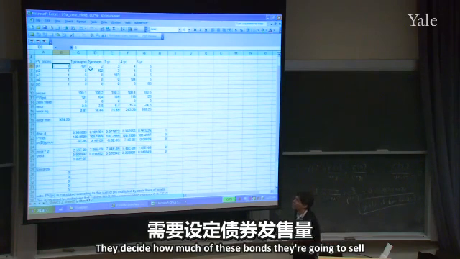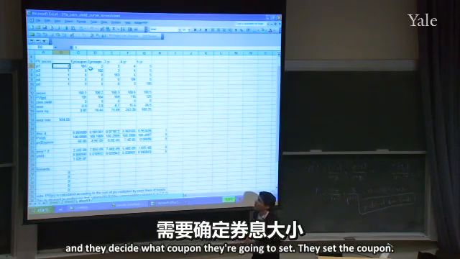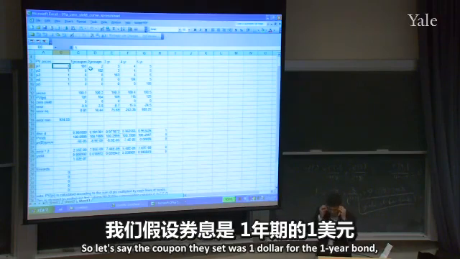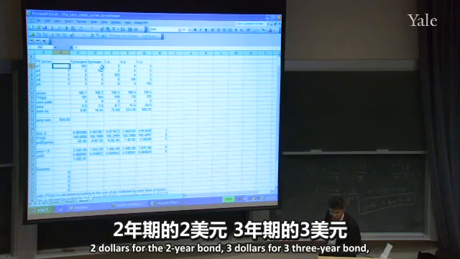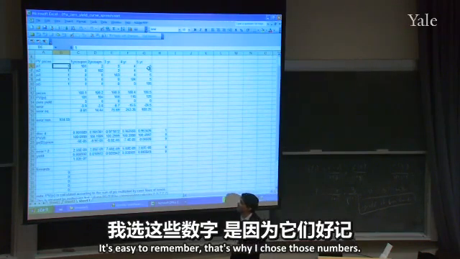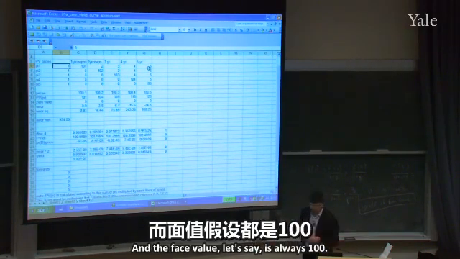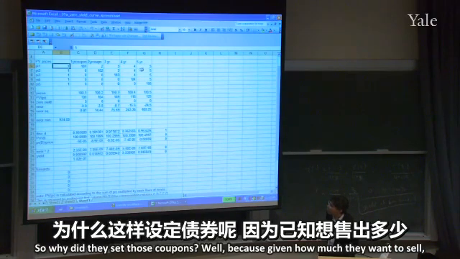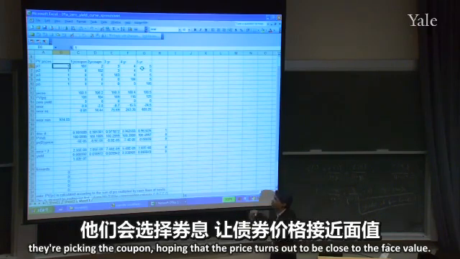They decide how much of these bonds they're going to sell, and they decide what coupon they're going to set. So let's say the coupon they set was $1 for the 1-year bond, $2 for the 2-year bond, $3 for the 3-year bond, $4 for the 4-year bond, $5 for the 5-year bond. It's easy to remember. That's why I chose those numbers. And the face value, let's say, is always 100. So why did they set those coupons? Well, because given how much they want to sell, they're picking the coupon hoping that the price turns out to be close to the face value.